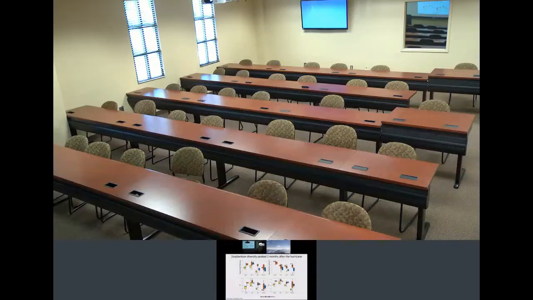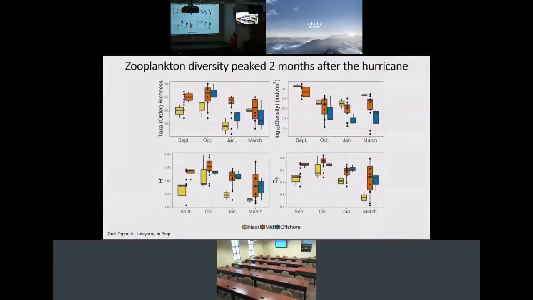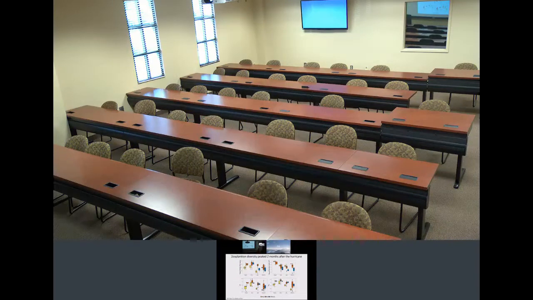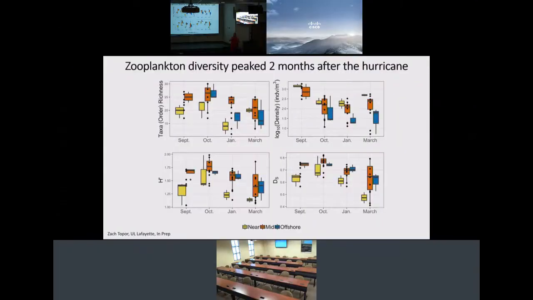We have this data in a temporal framework. Again, we have our different cruise points here, September, October, January, March on the x-axis. And we have our richness metrics and our diversity metrics, Shannon's here, on the y-axis. We see what you expect with the classic IDH, where diversity is peaking at the intermediate time point, which is pretty cool. So this is in prep, and we're looking forward to sharing it. There's been a lot of interest in the effect of hurricanes on different marine ecosystems.